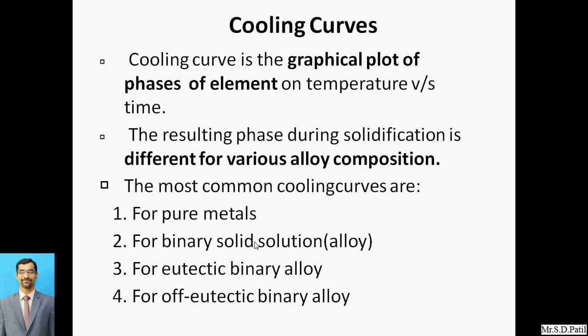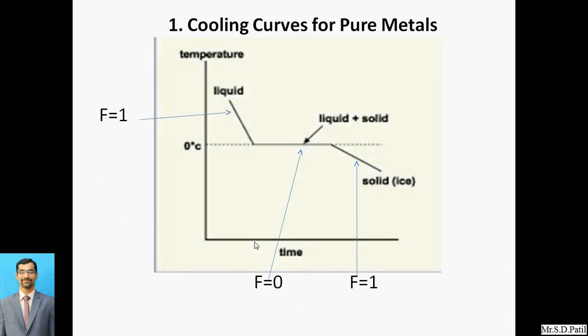Once you are able to understand how the Gibbs phase rule is implemented here, you can implement that rule for any kind of cooling curve. So these four cooling curves are very important. Then we will go further with the cooling curves for pure metals. First try to understand this diagram, what exactly the structure is and how the time versus temperature dependent phenomenon varies on the graph.